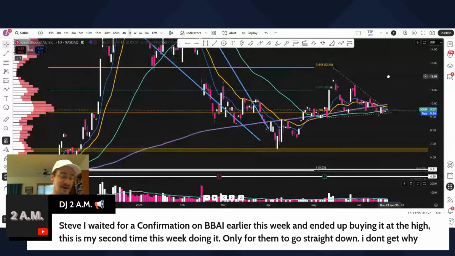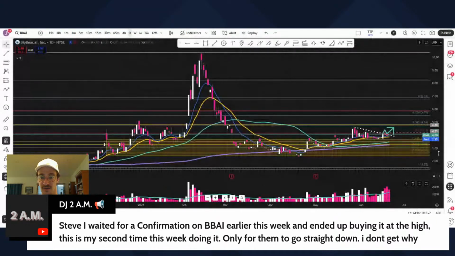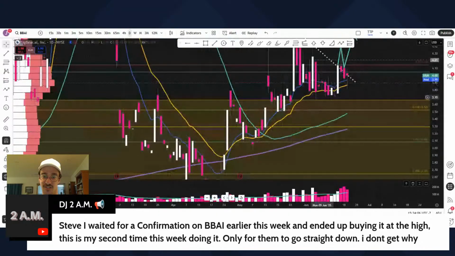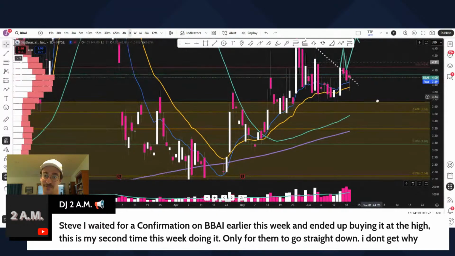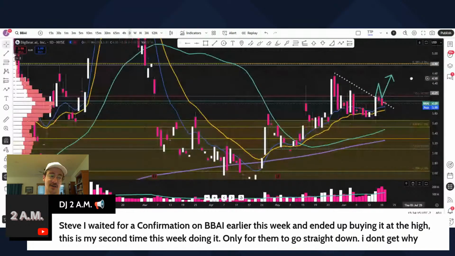In general, though, I don't think it's bad unless, what the heck is BAI? BBAI, there we go. I don't think it's worrisome unless we lose this swing low here at 367. So that's a big percentage move. But on the other hand, if it goes, you're going to get a really big move. So this is a great name to essentially have a small position in and then build into it.